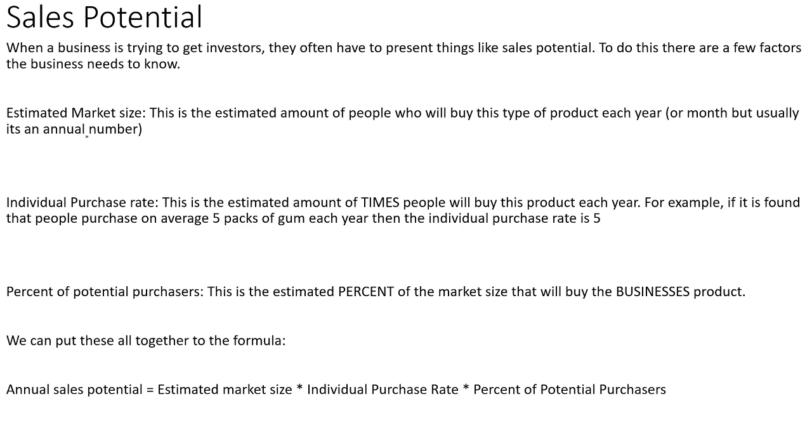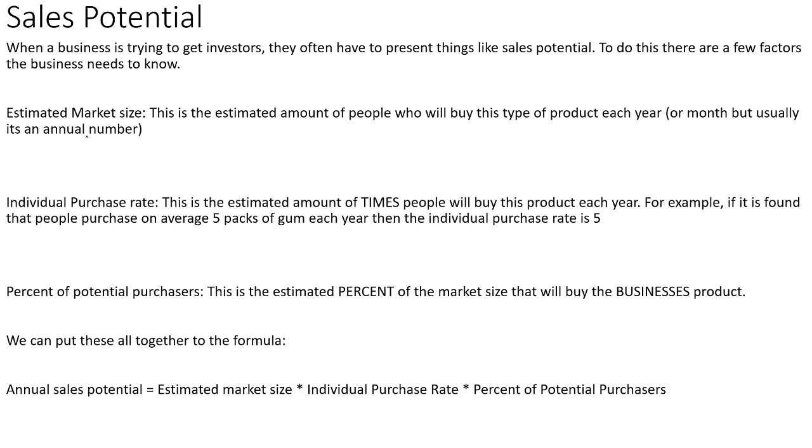Or in this case here, I say, okay, each year people buy on average 5 packs of gum. So that means that their individual purchase rate is 5. Now again, that's an average, so maybe not everybody buys 5 packs of gum per year, but doing some survey or statistics, you can find that on average people buy 5 packs of gum a year. So individual purchase rate is how many times one person will buy your product per year.